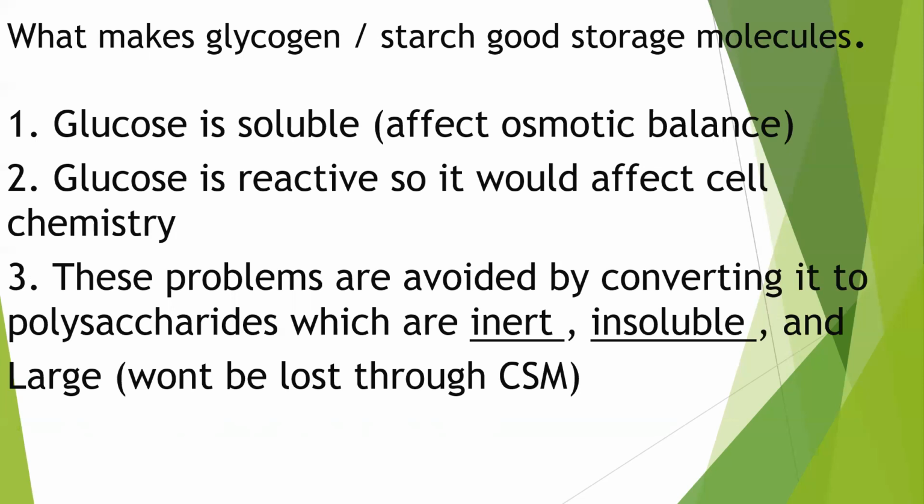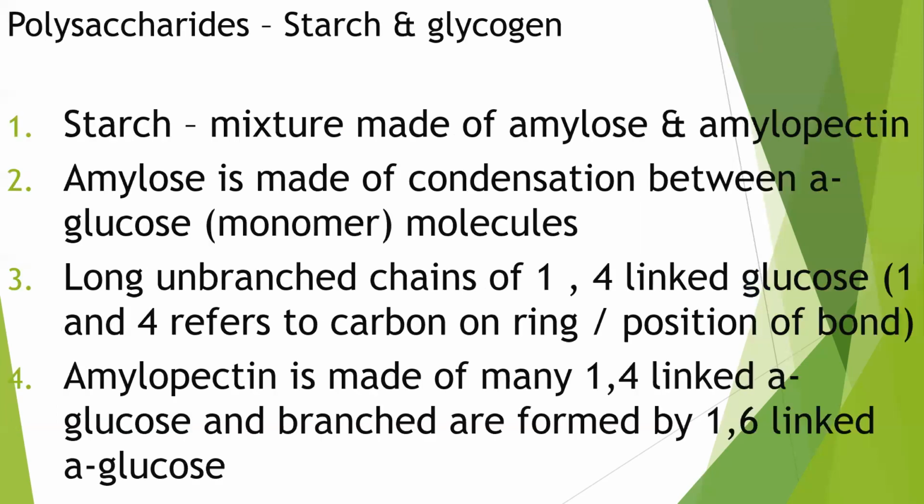So these problems are avoided by converting it into polysaccharides. These polysaccharides, glycogen and starch, first of all, are inert, so there's no issue of affecting cell chemistry. They are insoluble, so they do not affect the osmotic balance as well. And they're also very large molecules, so they won't be lost through the cell surface membrane.